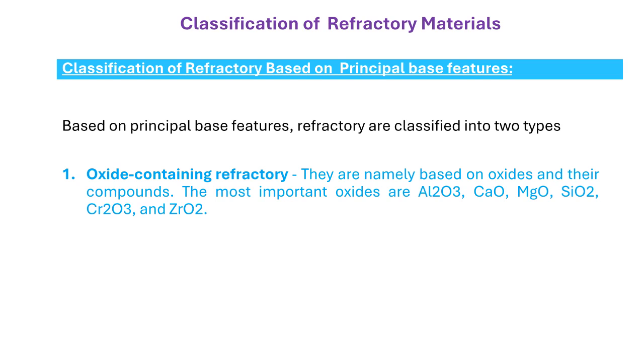The most important oxides here include aluminum oxide, calcium oxide, magnesium oxide, silicon oxide, chromium oxide, zirconium oxide. These oxide materials make up the majority of refractories used worldwide. They are well understood, proven over decades of service, and trusted in countless industrial applications. Oxide refractories offer a strong combination of excellent performance, reasonable cost, and broad availability, which is why they remain the most widely used category in industry today.